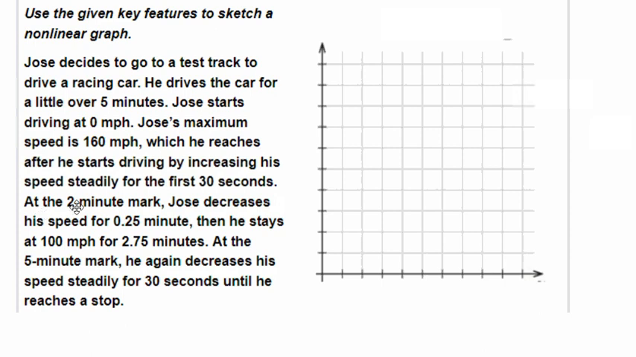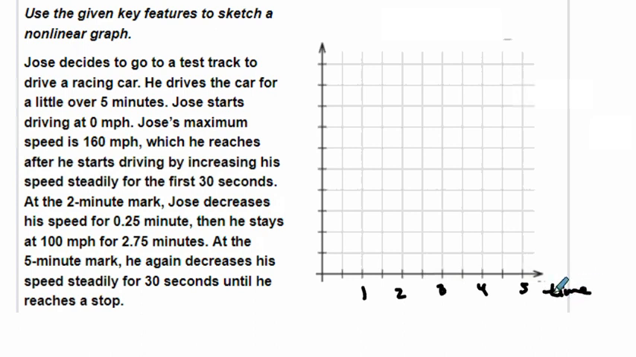So at this point we're at 4.75 minutes. Or no, we're at 5 minutes, because he did the 0.25 and then another after two. At the 5 minute mark, he again decreases his speed steadily for 30 seconds until he reaches his stop. So we get to about 5.5 minutes here. If we do 30 second increments, this would be 1 minute, this 2 minutes, this three, this four, this five, and then we'll say that this mark right here is the 5.5 minute mark.